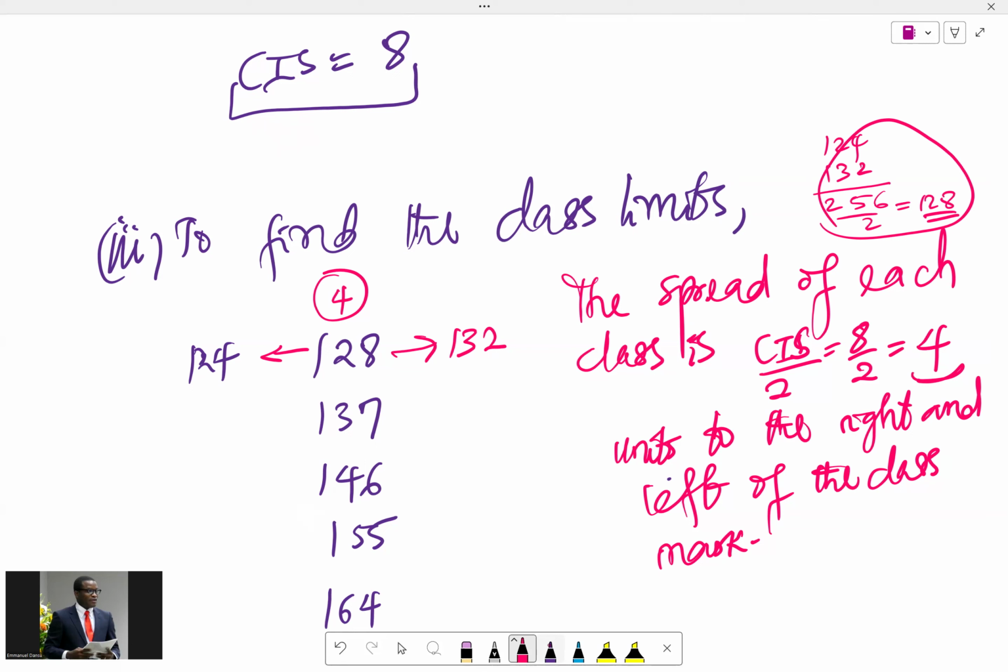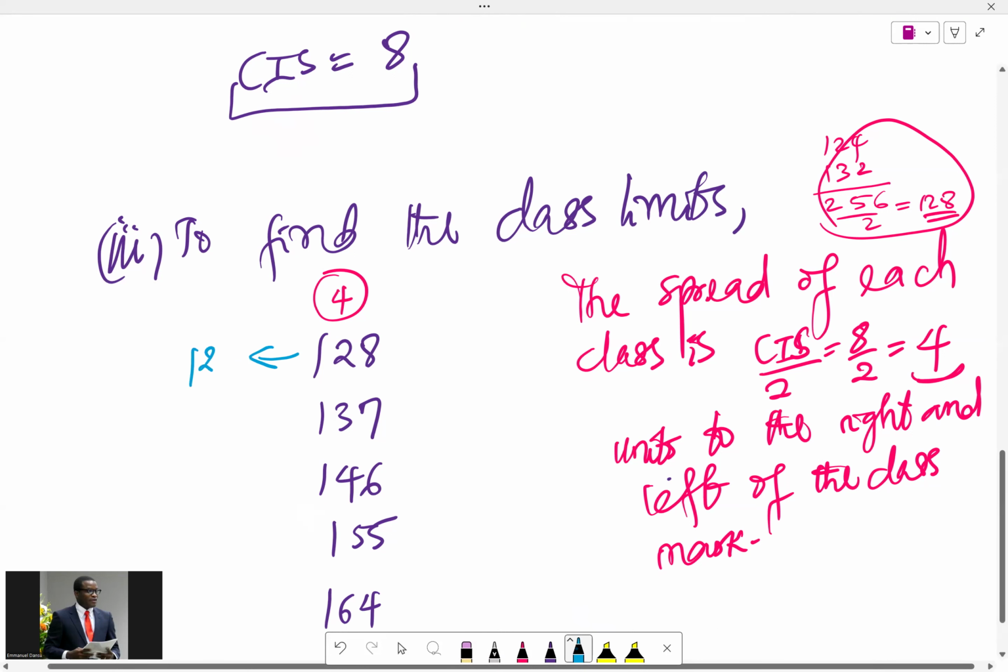So in here now, I guess I want to change the color. Okay, I think this is fine. So subtract 4, you get the lower limit, that's 124. Add 4, you get 132. Then here, subtract 4, you get 133. Add 4, you get 141. So 137 lies in the middle of that.